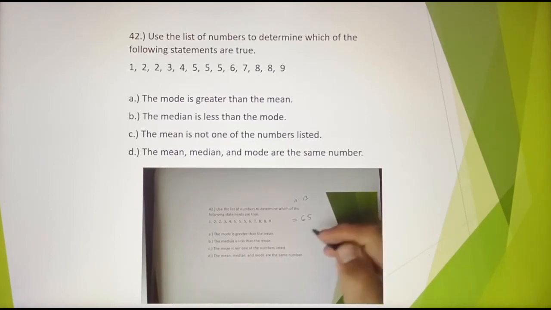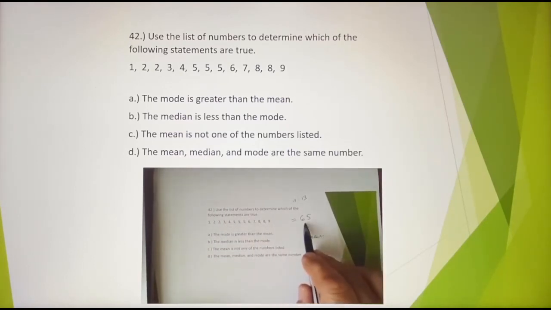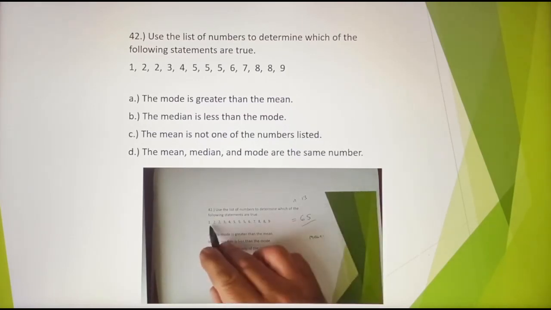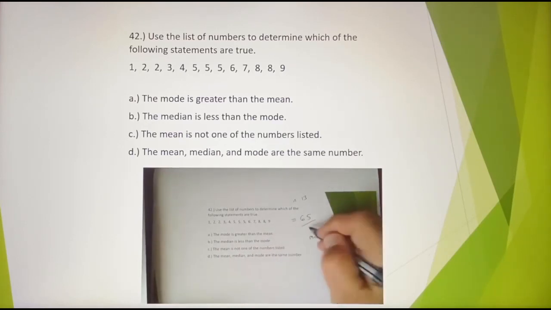So first of all, let's find the mean. Mean is the same thing as the average. So we're going to add up the numbers, and I've already done that for you. They add up to 65. And then we divide it by the number that we have. There's 13 of these. I put n equals 13. So 65 divided by 13 is 5. So the mean in this case is 5.